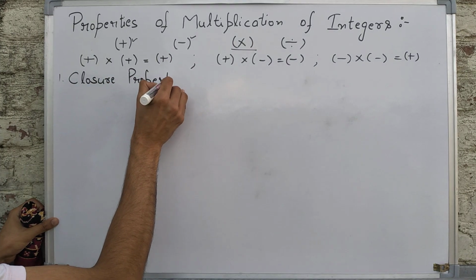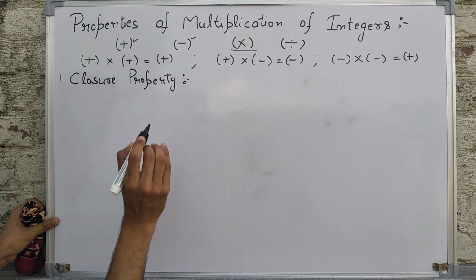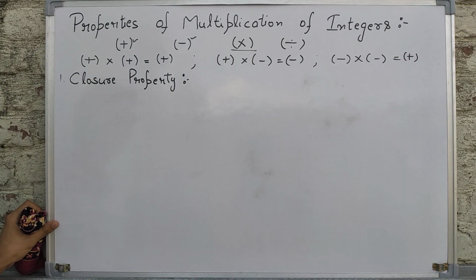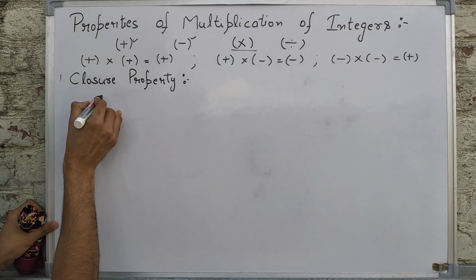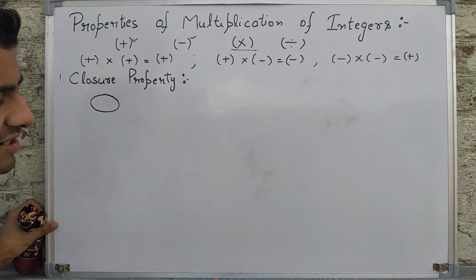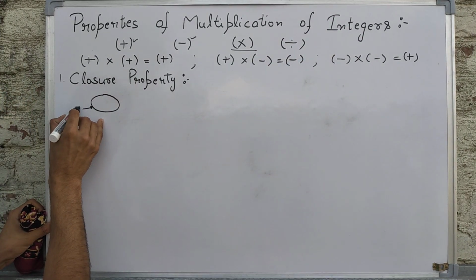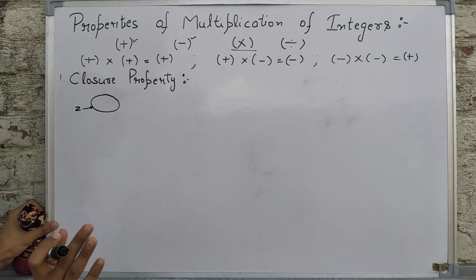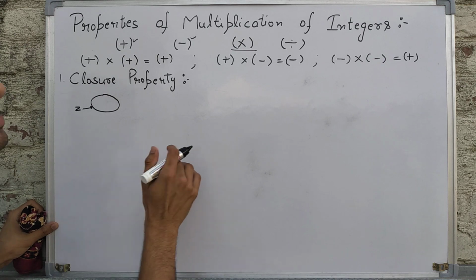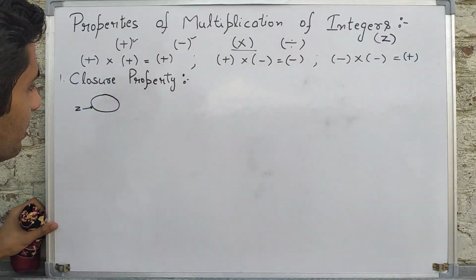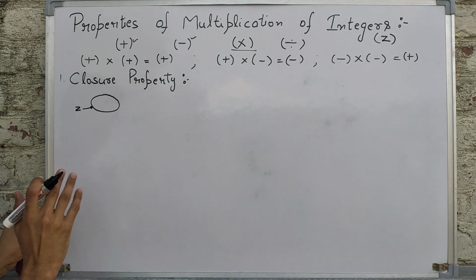This is one property that we have done for addition and subtraction. So what was the closure property? If we have a set of numbers, here we are concerned with integers. Let us suppose this is a set of integers, and as you all know, integers are denoted by the letter Z. To denote a set of integers, we use the letter Z.